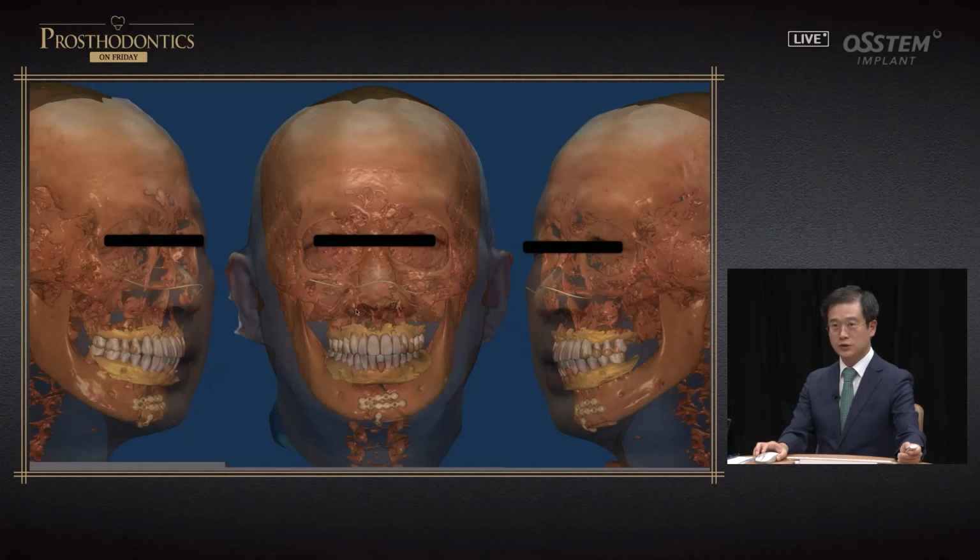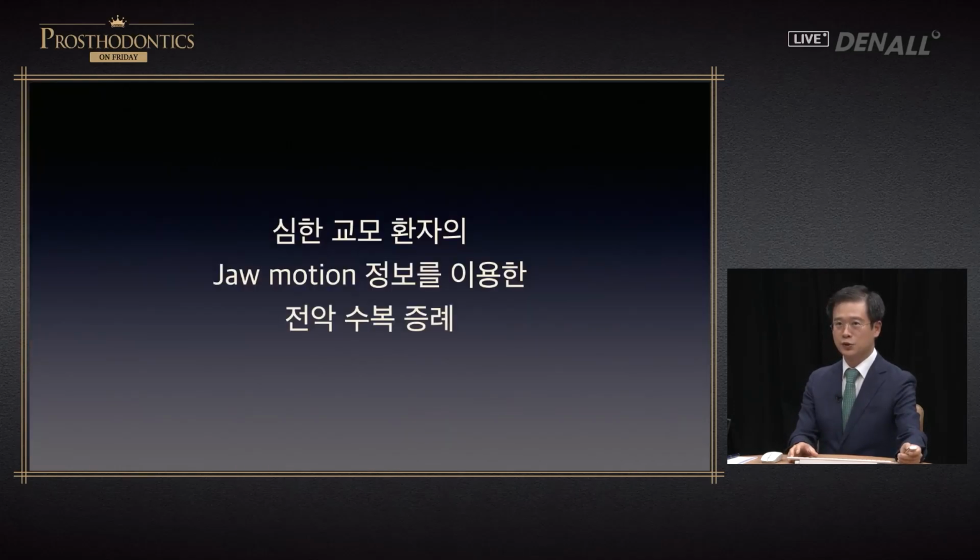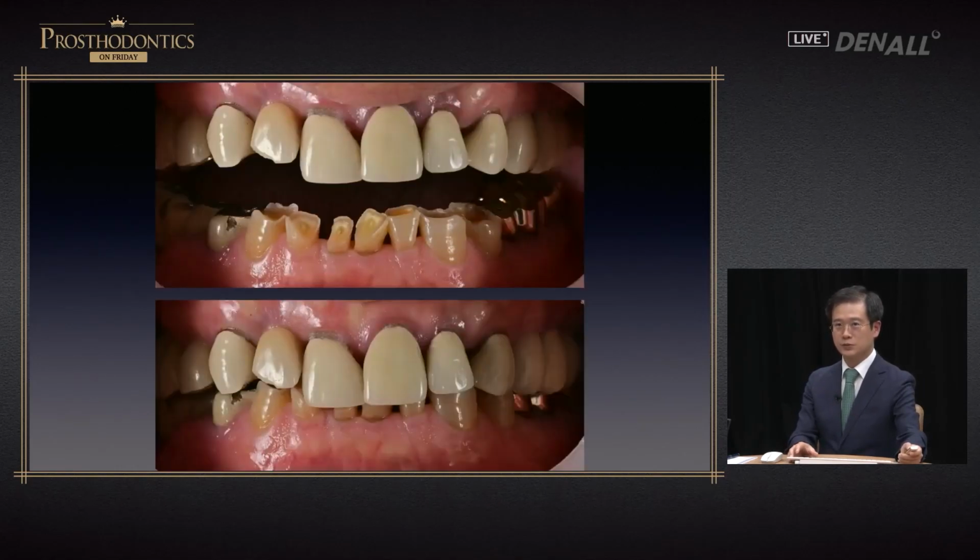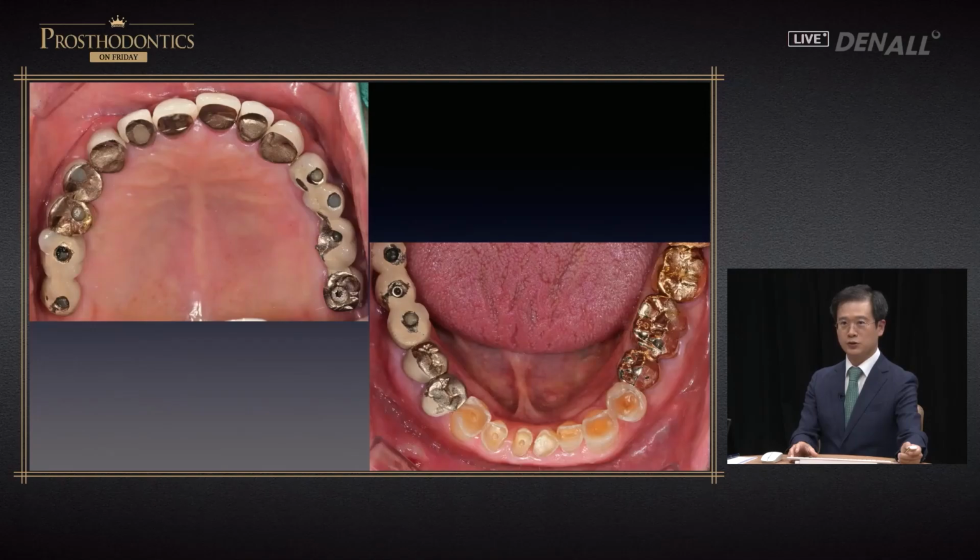Teeth were aligned in that state, and then I came up with blueprints for treatment. That was a case where I drew up the plan. Second is a case where full mouth restoration was provided using jaw motion information for a patient with severe attrition. There was a lot of attrition on the prosthesis.